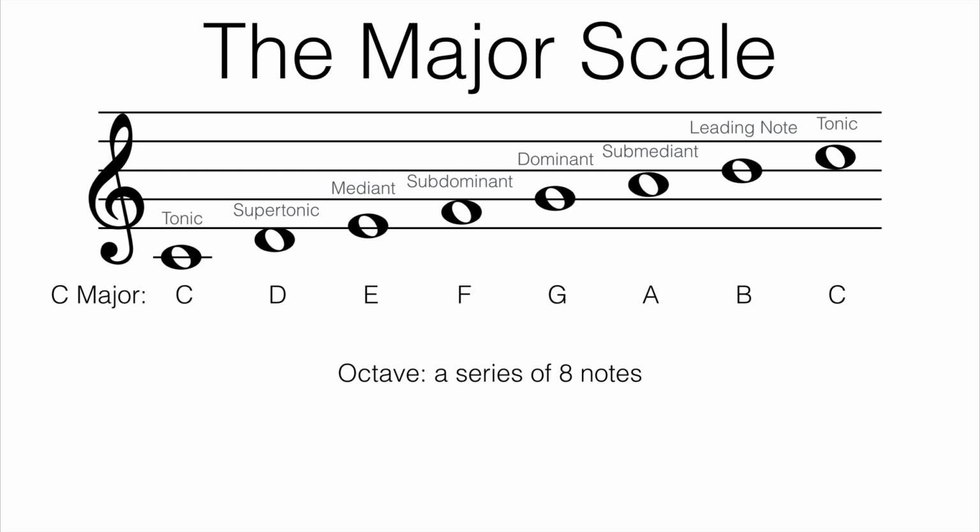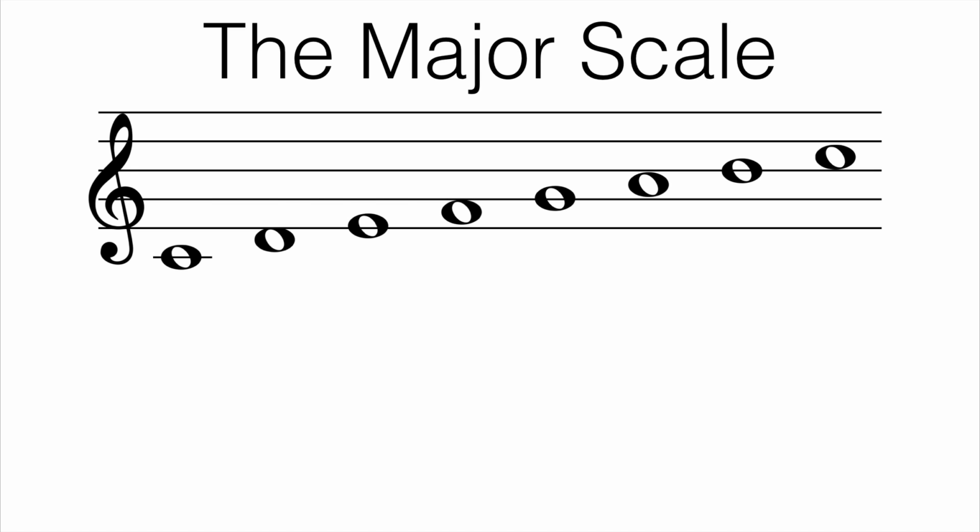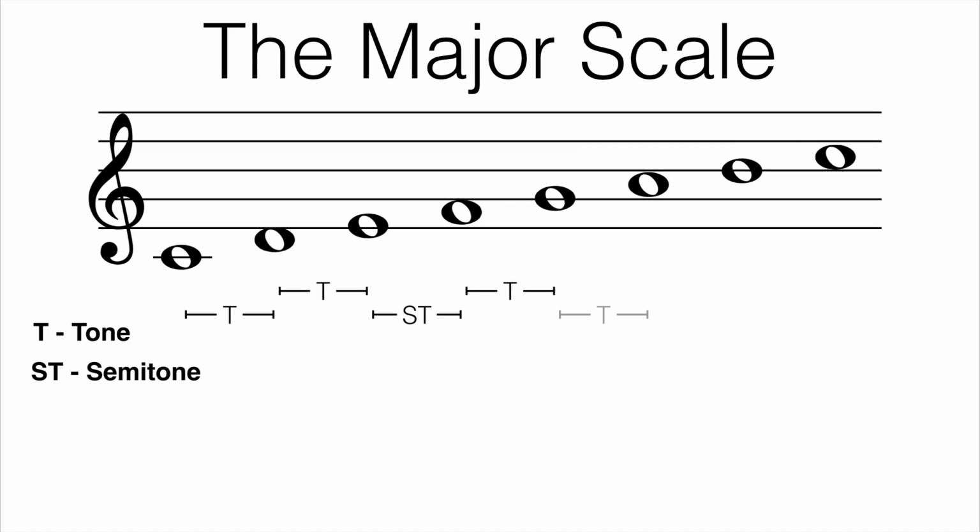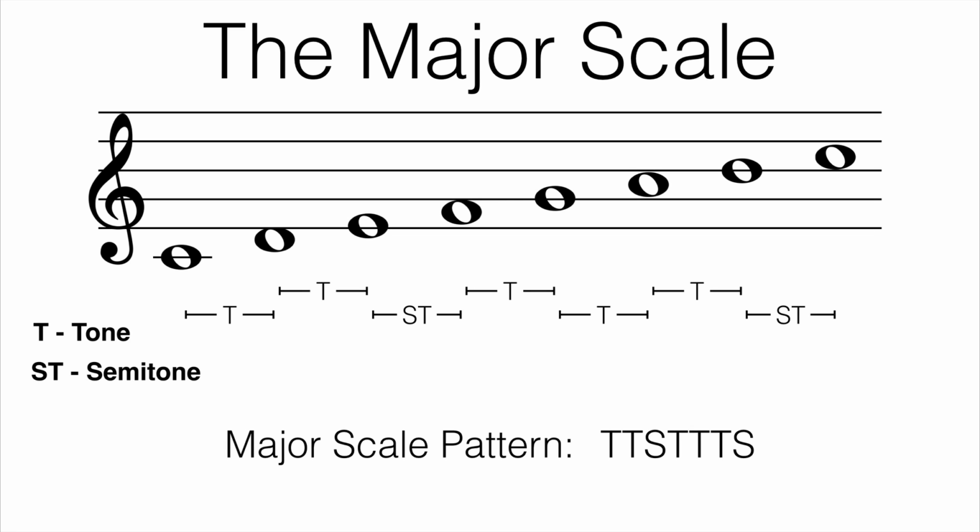Now let's take a look at a pattern that each note of a major scale follows in regards to the distances between notes. The distance between the first note, C, and the second note, D, is a tone. D to E is a tone. E to F is a semitone. F to G is a tone. G to A is a tone. A to B is a tone. And lastly, B to C is a semitone. Thus, we get the pattern tone, tone, semitone, tone, tone, tone, semitone. This works for all major scales.